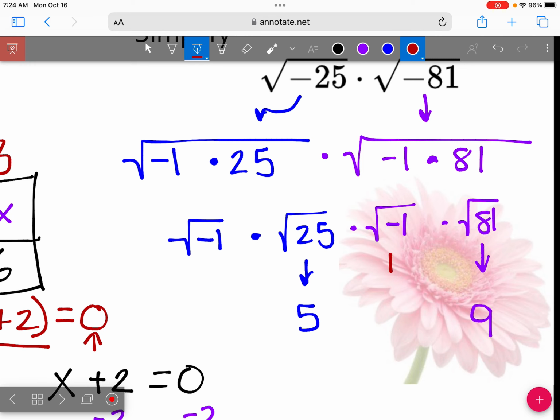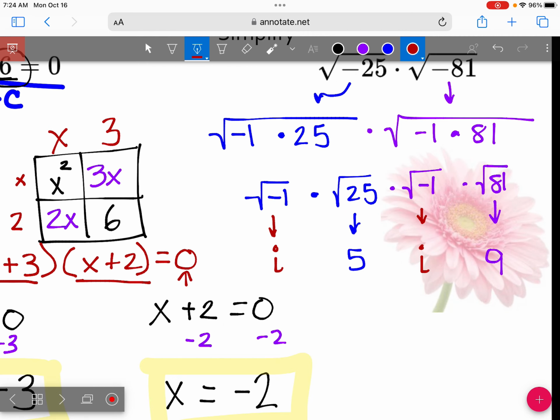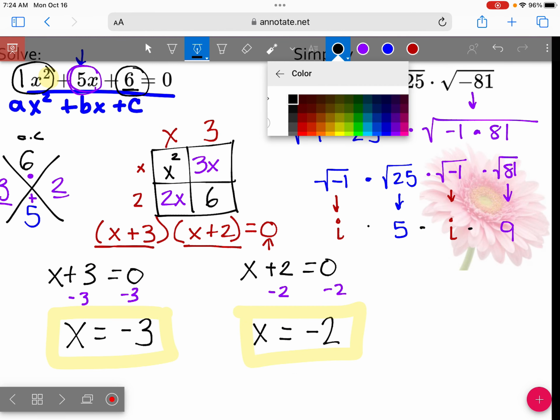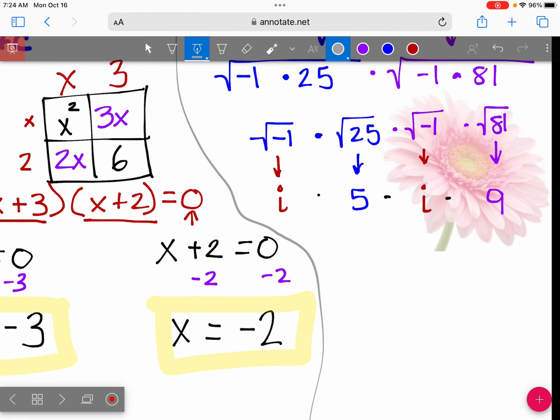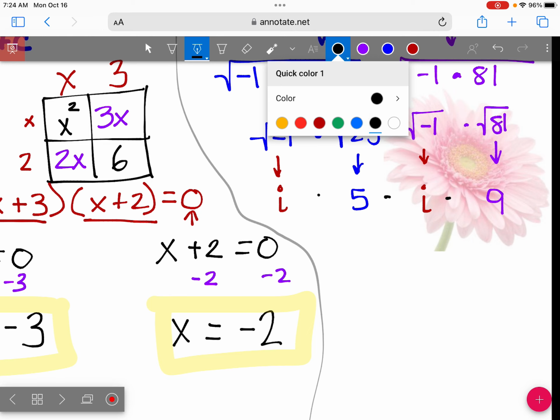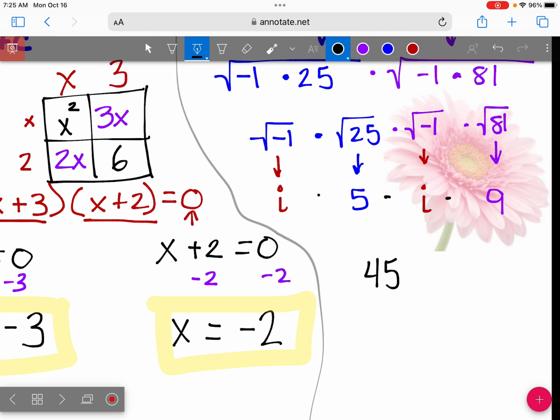The tricky bit here is the square root of negative 1 has a special name. That's the piece we call i. And I have another one of those over here. So I have i times 5 times i times 9, because these are all still multiplied against each other. So 5 times 9, that we can do. That's 45. i times i is i squared.